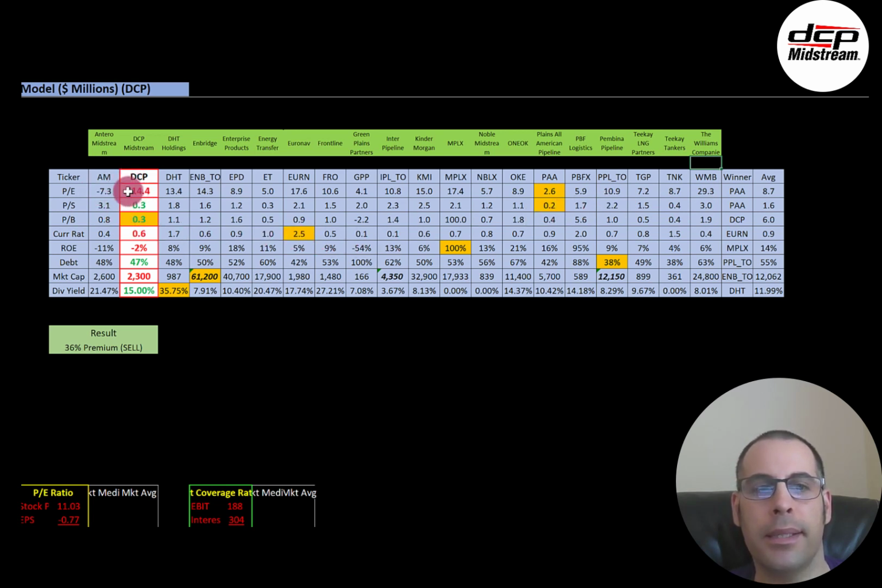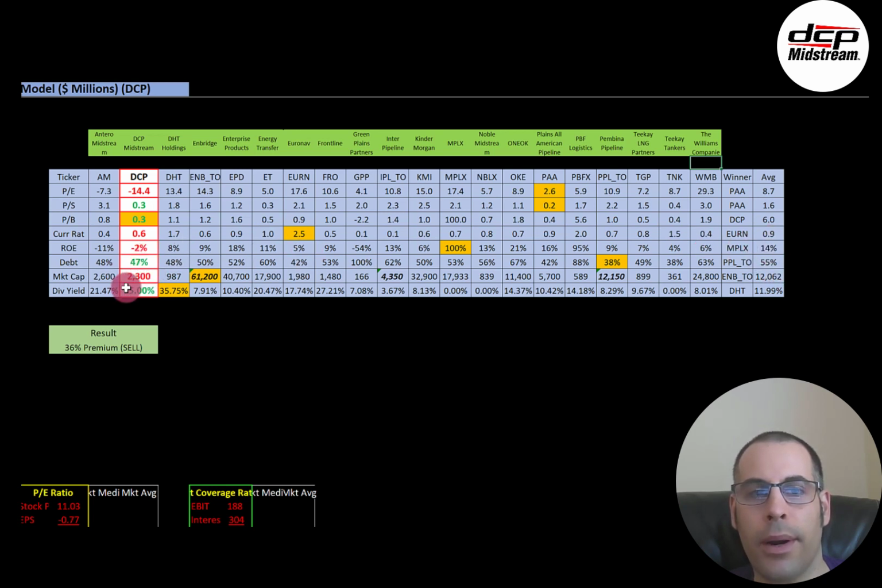If DCP has a number in red, they're worse than the average. If they have a number in green, they're better than the average. So of course they're worse in PE because they're negative. They are better than average in price to sales. They have the best price to book ratio of all the companies. They're lower than average in current ratio, negative ROE. They are doing better in debt at 47%, average is 55%.